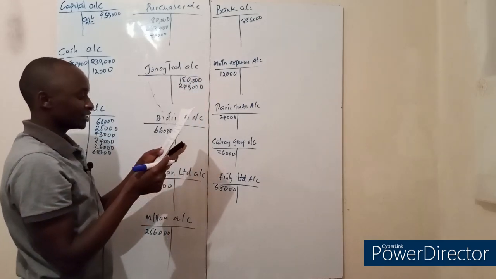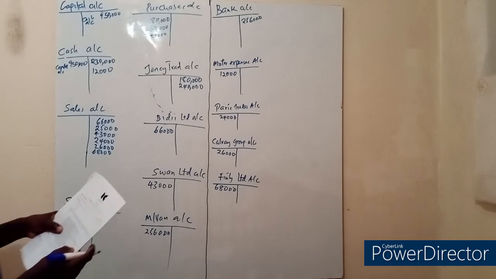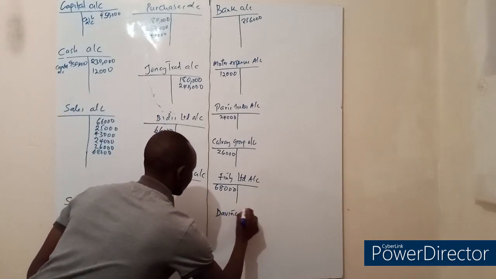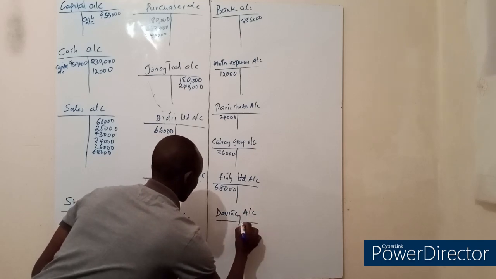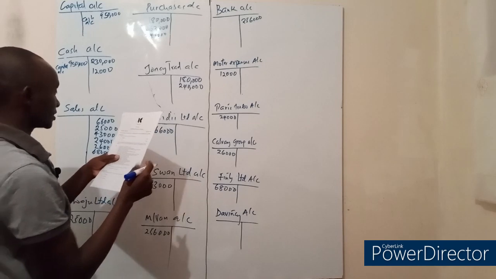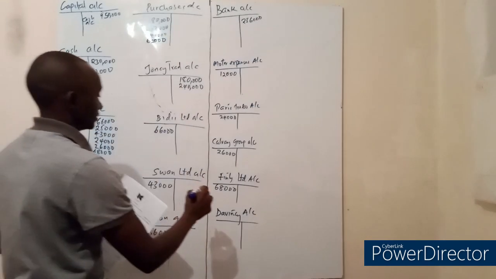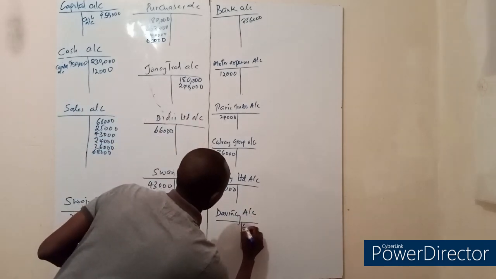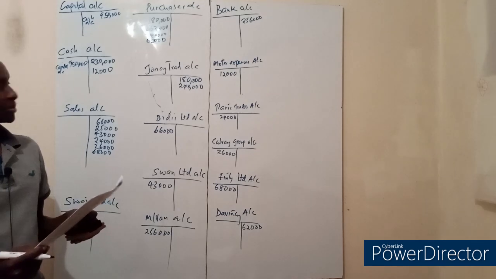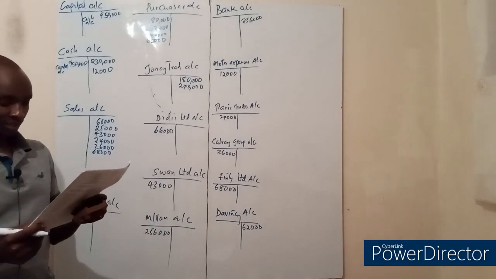And then you have Da Vinci again. Do you have Da Vinci in our books? No, we don't have Da Vinci, so we open the Da Vinci account. Da Vinci account, 262,000 shillings purchases, 62,000 on the credit side. I want to believe I'm clear. I'm going slow so that you get to understand each and every point here.